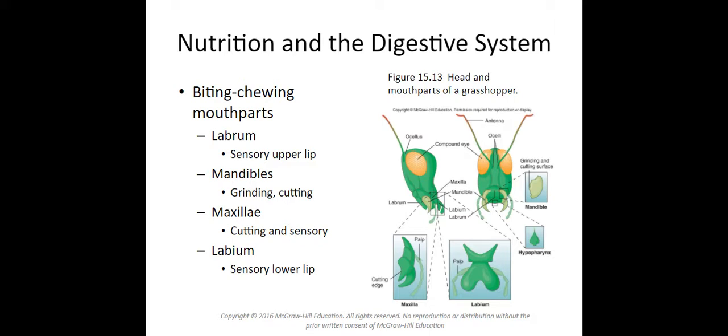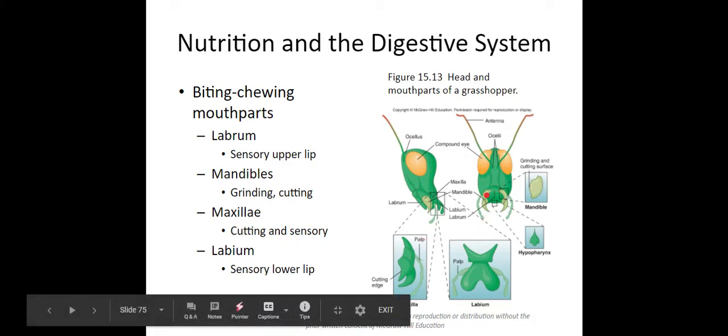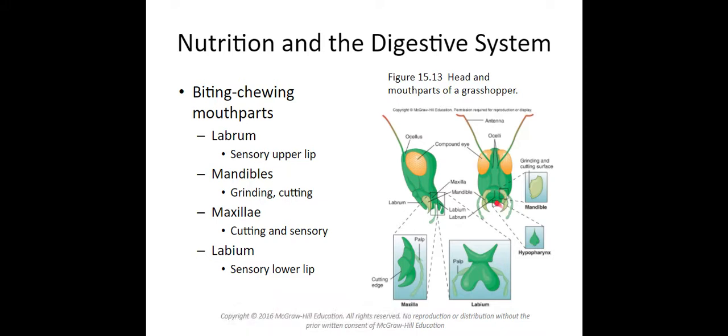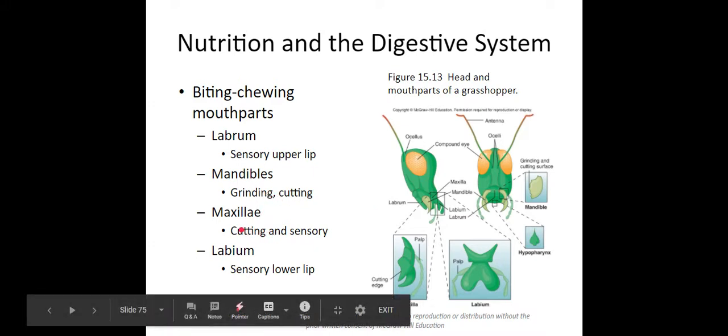They usually have biting or chewing mouth parts. So if you look at the insect mouth here, you can see they have a labrum, a mandible. The labrum is a sensory upper lip. It kind of feels that the food is there. It has the mandibles, which are good for grinding and cutting. It has the maxillae, which are good for cutting and also, again, for sensory. And the labium, which is a sensory lower lip.